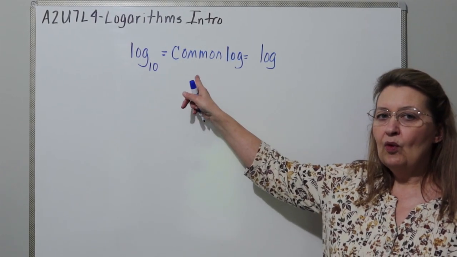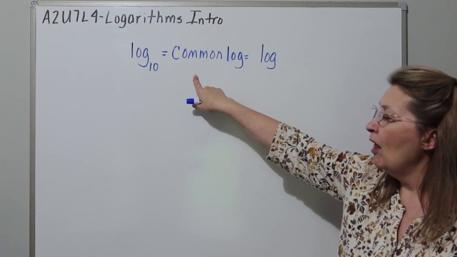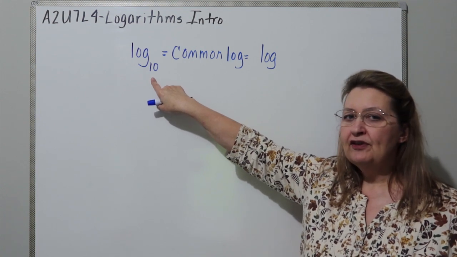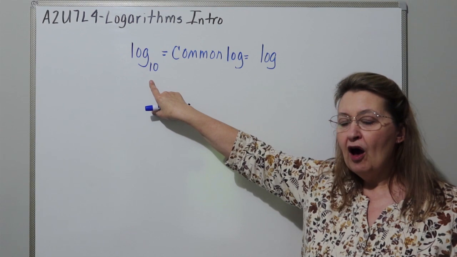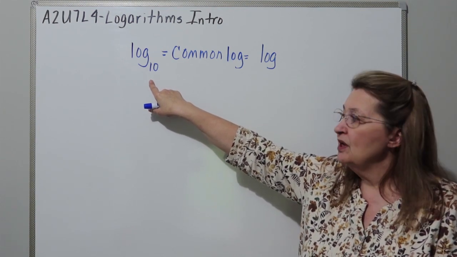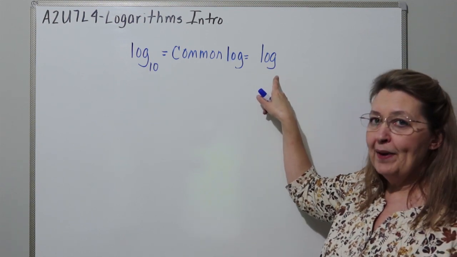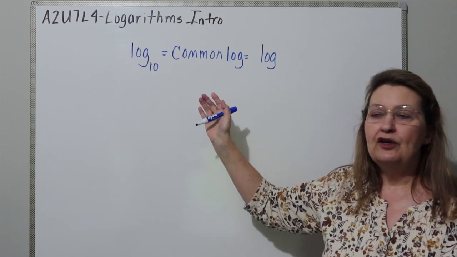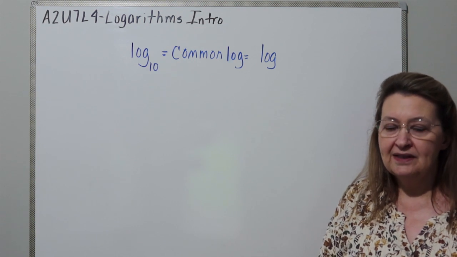Now let's talk about the word common log. You're going to hear this a lot. A common log is a log of base 10. There are an infinite number of bases. You can use any number as a base, but the most common one is base 10. That's because that's what our decimal system is based on. And if you see it written log with no base, then it's understood to be base 10. If you hear it referred to as a common log, that's also base 10.